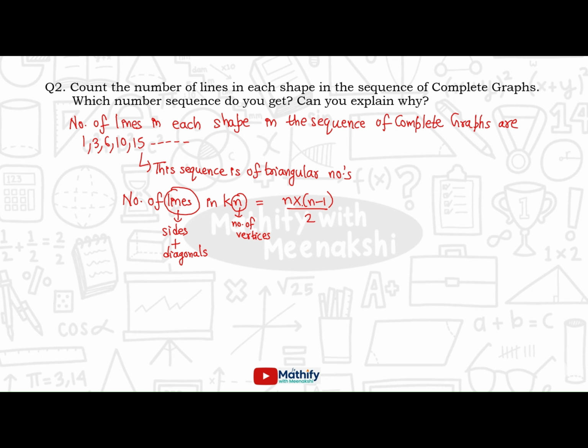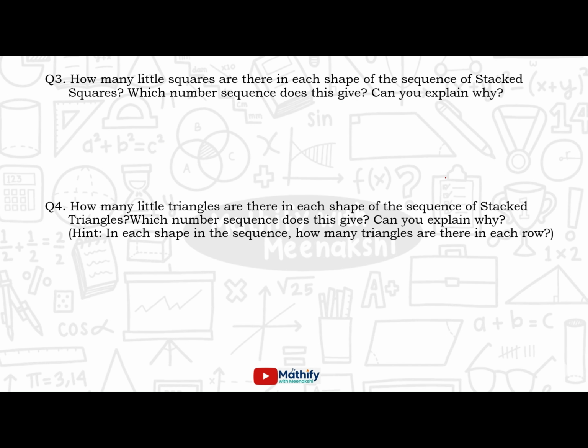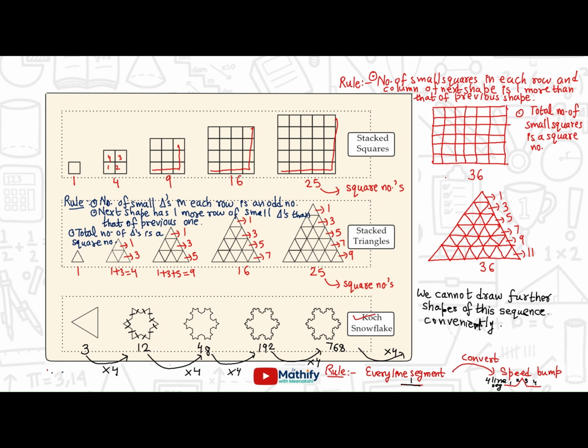Let's move to question number 3. How many little squares are there in each shape of the sequence of stack squares? Which number sequence does this give? Can you explain why? So I will show you again that stack square, this one. Here we know that in the stack square, it's 1, then 4, then 9, 16, 25. So it's a square number series. And here the rule is that the number of small squares in each row and column of the next shape is one more than that of the previous shape.